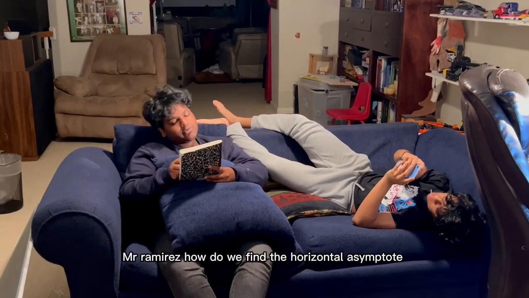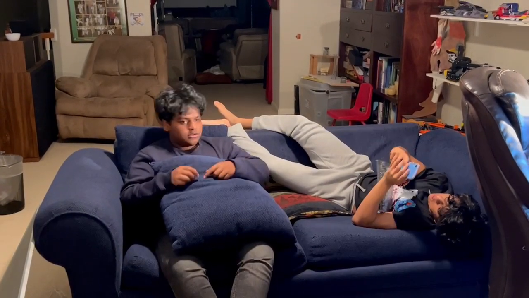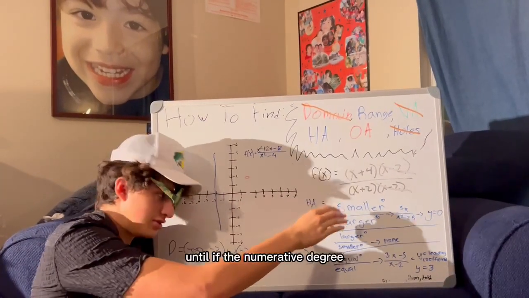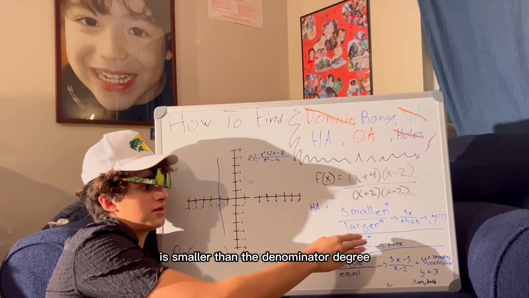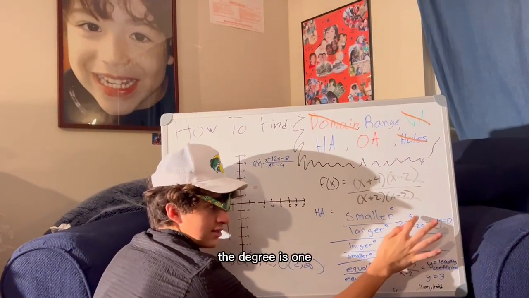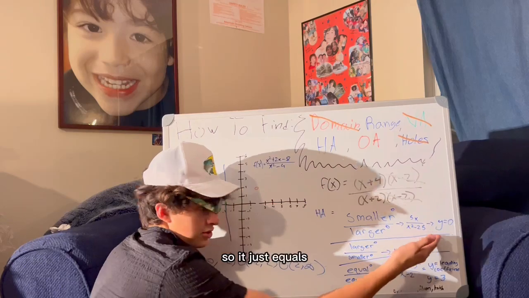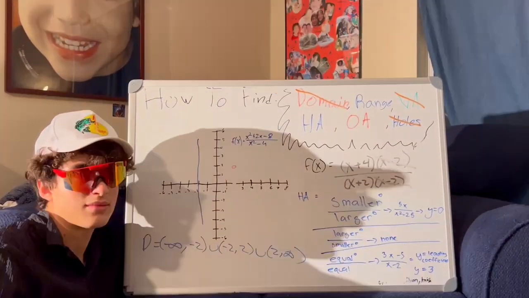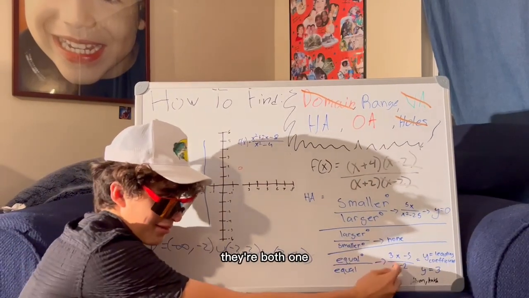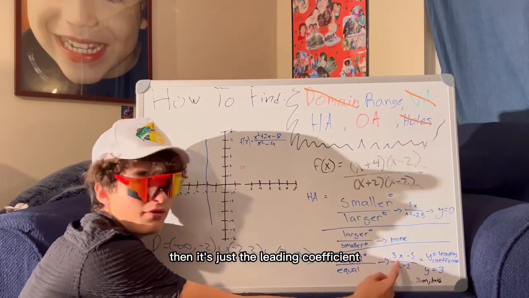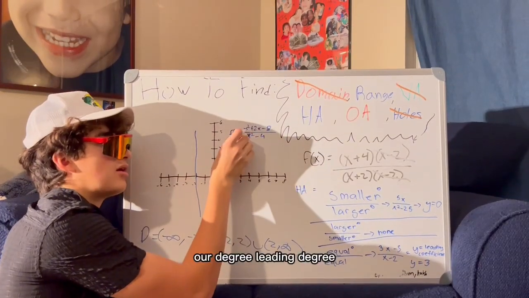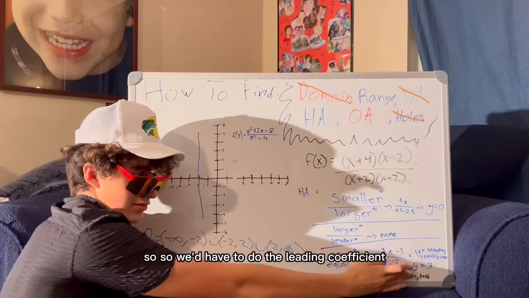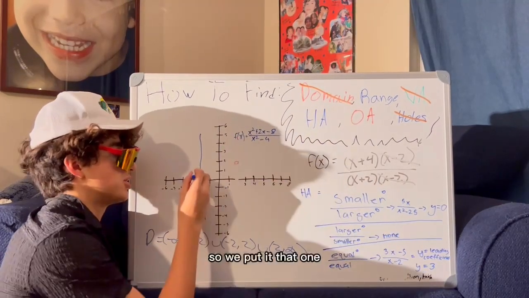So Mr. Ramirez, how do we find the horizontal asymptote? Alright, Madib, let me write the rules real quick. Okay, so in horizontal asymptote, if the numerator degree is smaller than the denominator degree, then y would equal 0. Like right here, the degree is 1, and right here it's 2. So it just equals 0. And if the numerator degree is larger than the denominator degree, then it's just none. And if they're both equal, such as right here, they're both 1, then it's just the leading coefficient. But for our example, as you can see, the leading degree for both is 2. So it's equal. So we'd have to do the leading coefficient, which is just 1. So we put it at 1.